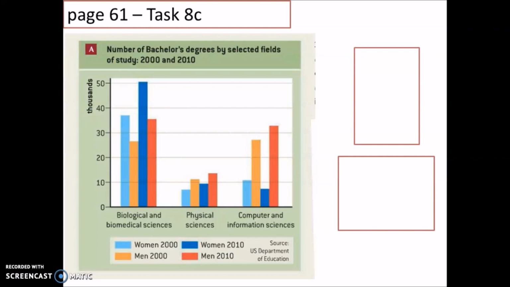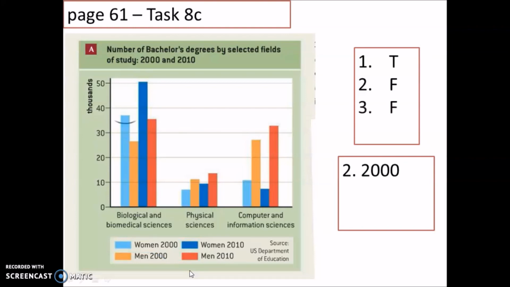Okay. Now, the first one is true because the number of men is given in orange, as you can see here. But the second one is false because it's the number of women in 2000, not 2010.